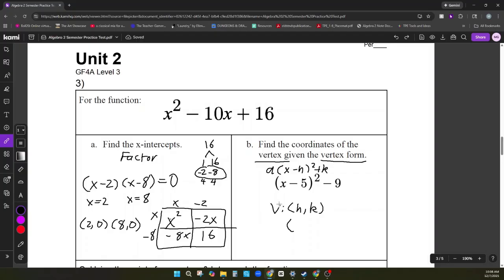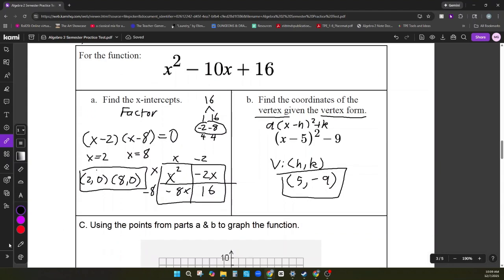But you must remember, our h values, we always need to do the opposite. So if I have a -5 here, my h value in my vertex is going to be +5. As far as my k value, that's going to be -9. You just pull that straight out, and we have our 3 points for number 3.